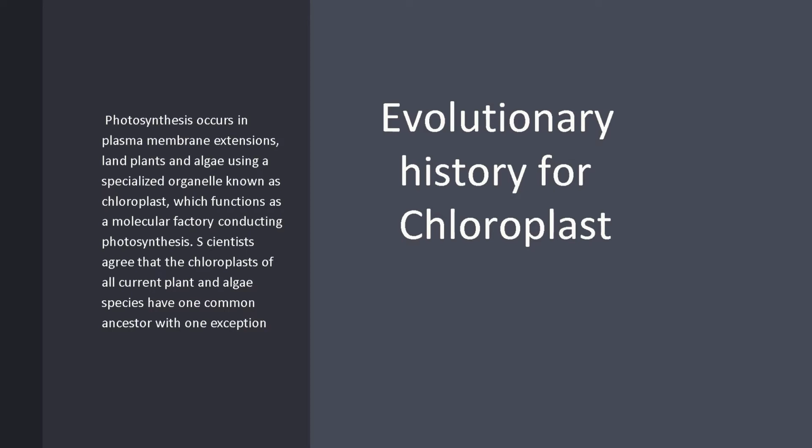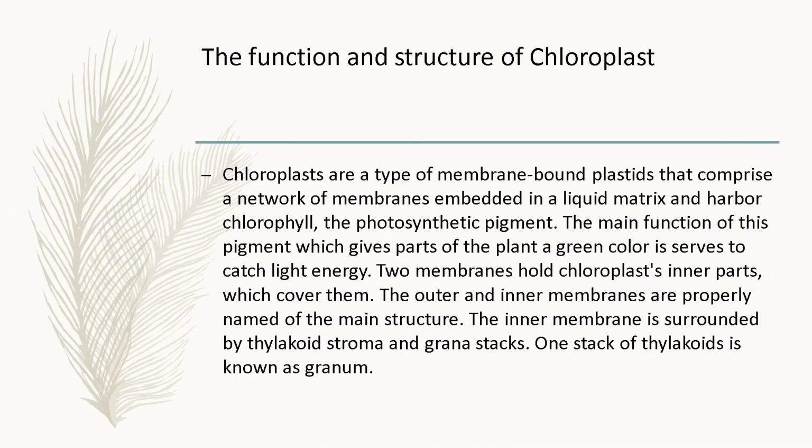The function and structure of chloroplasts. Chloroplasts are a type of membrane-bound plastid that comprise a network of membranes embedded in a liquid matrix and harbor chlorophyll, the photosynthetic pigment. The main function of this pigment, which gives parts of the plant their green color, is to catch light energy. Two membranes hold the chloroplast's inner parts and cover them.